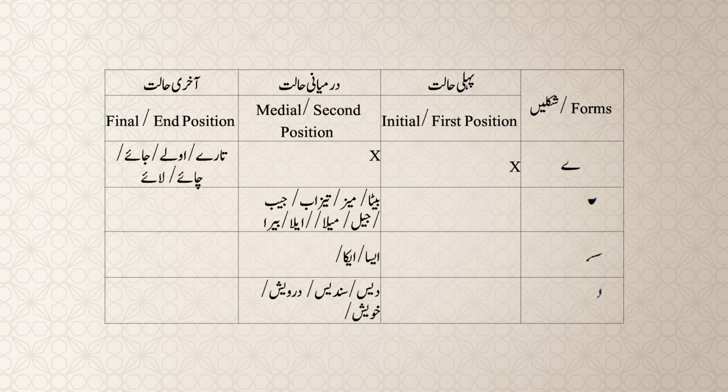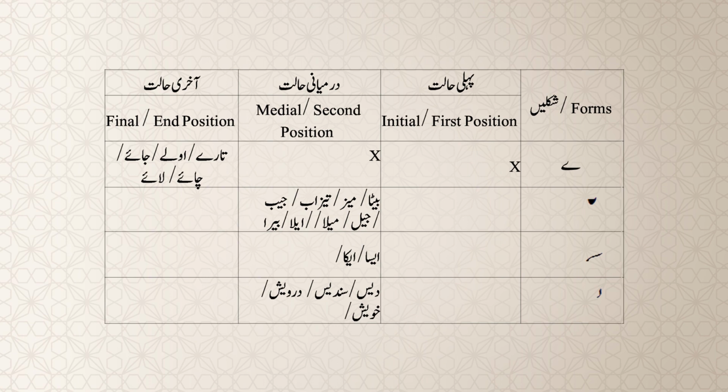We have examples in the medial or second position. We have one example, beta, maze. It gives the sound of badi ye. And in this short form, we use this also. We have to remember we use this short form for badi ye also, and for choti ye, or what we call ye.